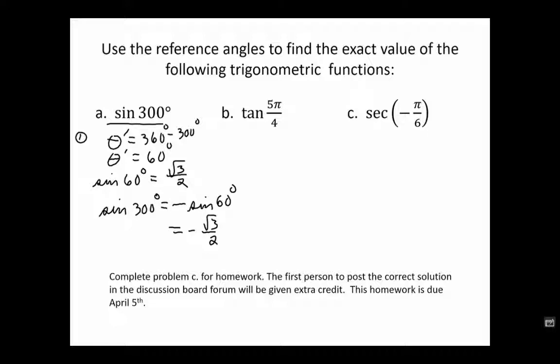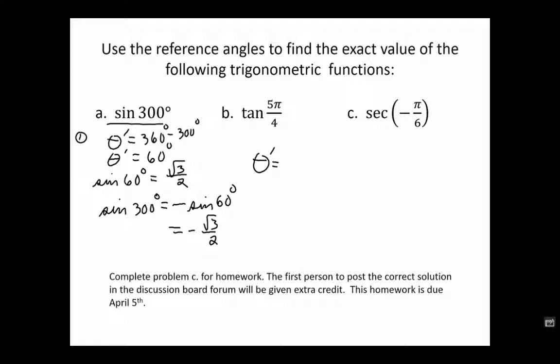Let's do one more example here. Tangent of 5 pi over 4. Now 5 pi over 4 is where? It's in the third quadrant. So let's find a reference angle theta prime for 5 pi over 4. 5 pi over 4 is in the third quadrant.